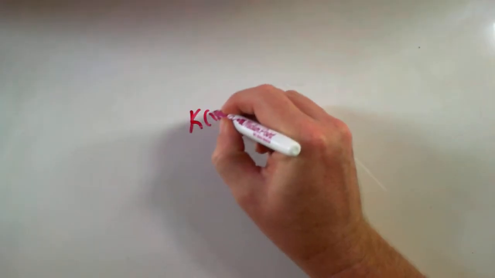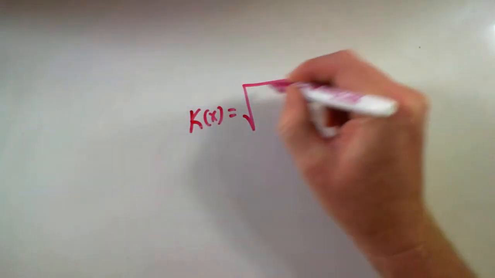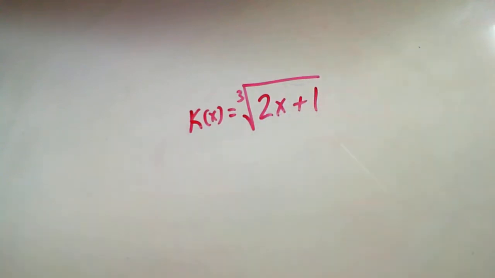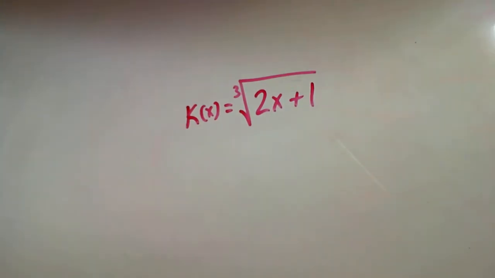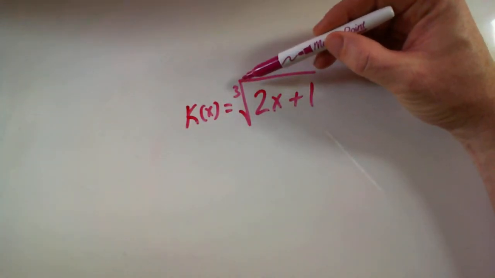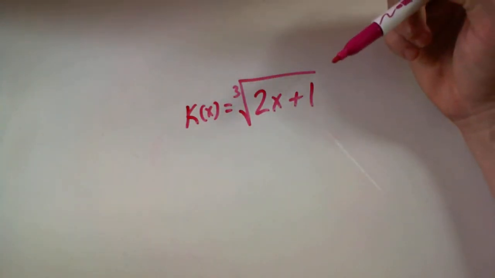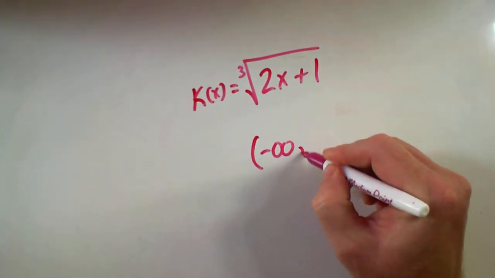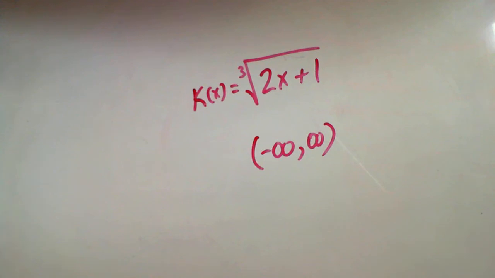Next we have k of x. We actually have 2, so it's not a finally. It is the cube root of 2x plus 1. We have no denominators here, and the index of this radical is odd instead of even. So this is all real numbers. So this one just goes from negative infinity to positive infinity. We have no problems.